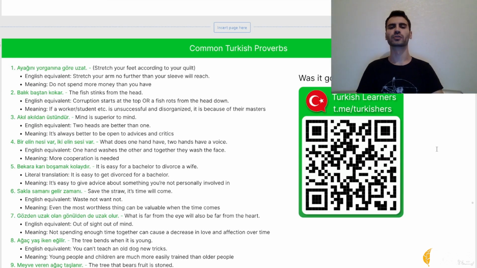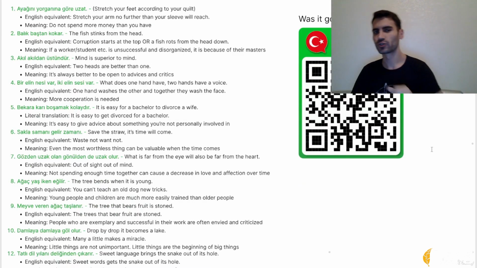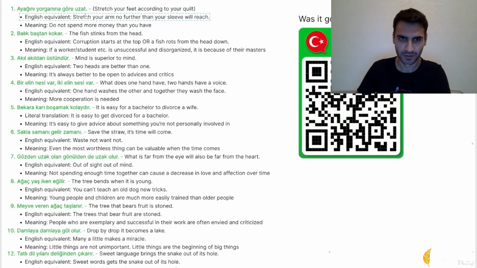Common Turkish proverbs. Ayağını yorganına göre uzat. Stretch your feet according to your quilt. And literally, it is stretch your feet according to your quilt. English equivalent is stretch your arm no further than your sleeve will reach.